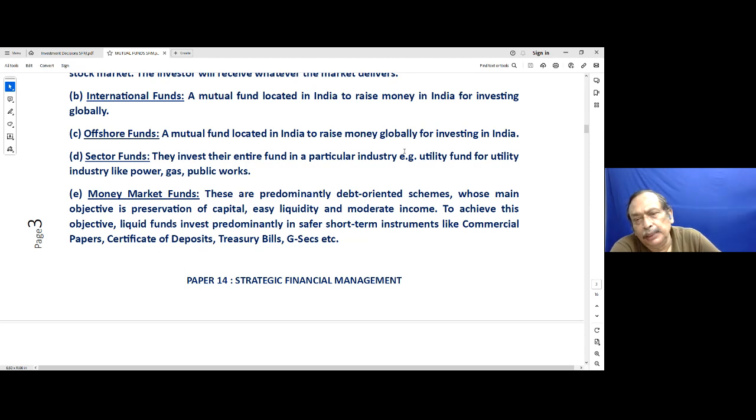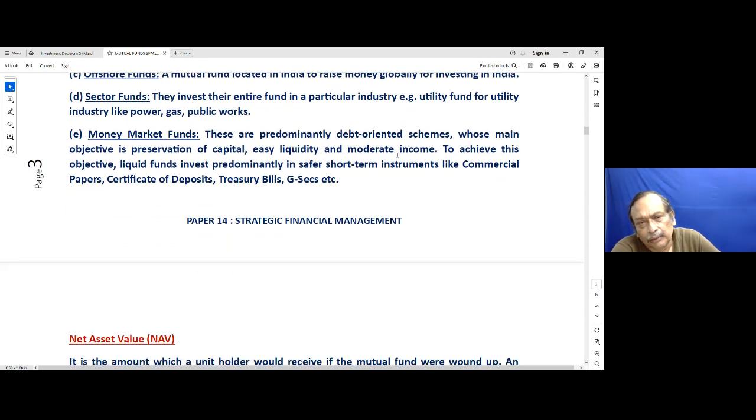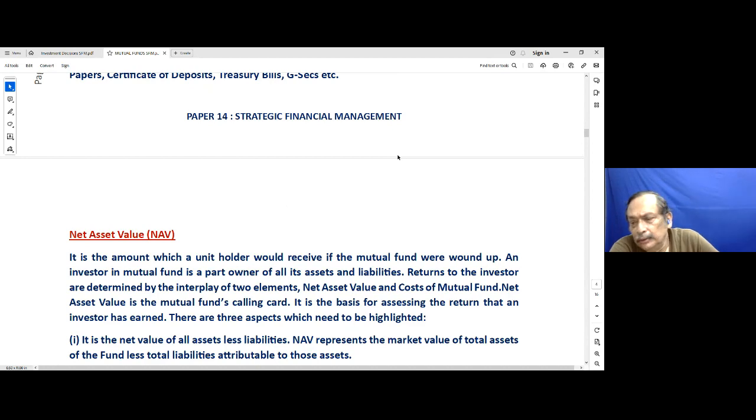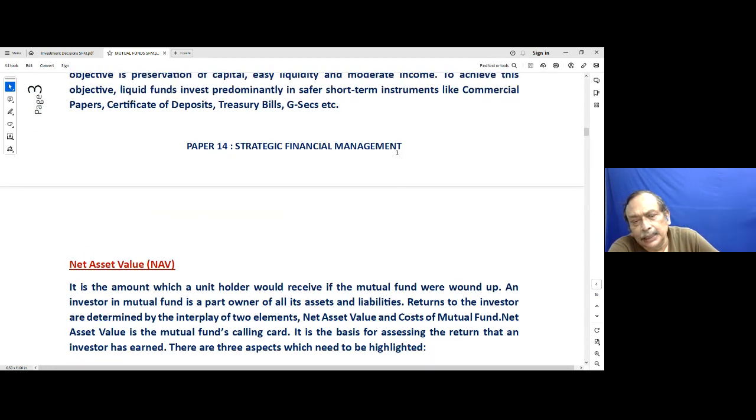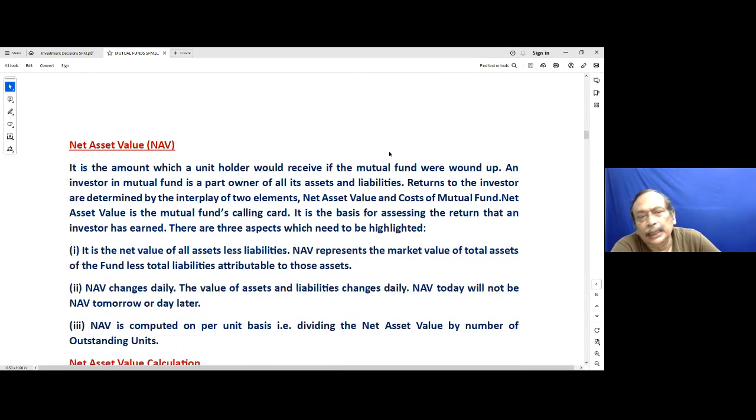Apart from that, there are money market funds. These are predominantly debt-oriented schemes whose main objective is preservation of capital, easy liquidity, and moderate income. To achieve this objective, liquid funds invest predominantly in safer, short-term instruments like commercial paper, certificates of deposit, treasury bills, government securities, etc.